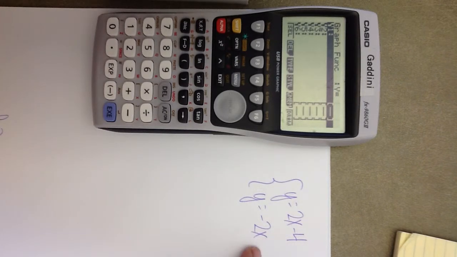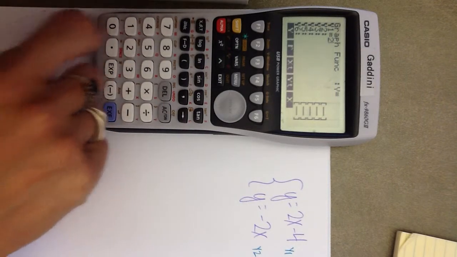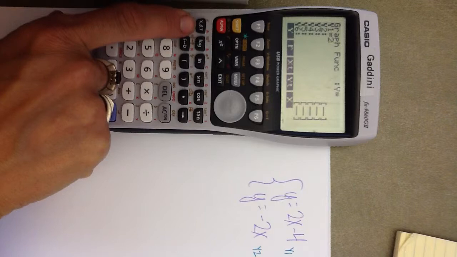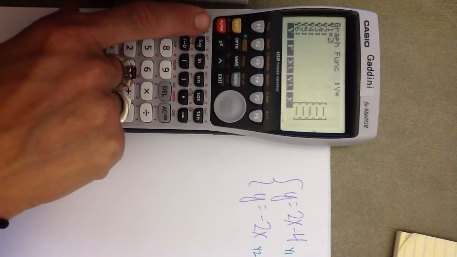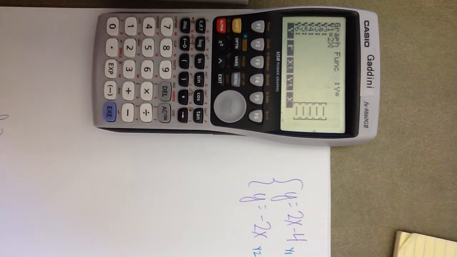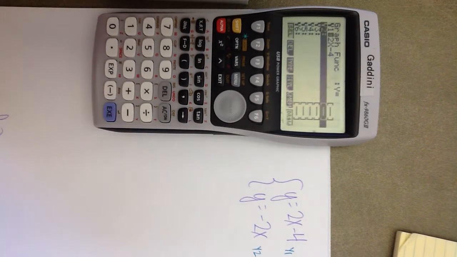So in the y1, let me label this y1, I want to type in 2x minus 4. So 2, and you have to use this button right here as the x. No other button than the one immediately beneath the red alpha key will work as the x. And then minus 4 completes it. So 2x minus 4, and we hit execute to store.